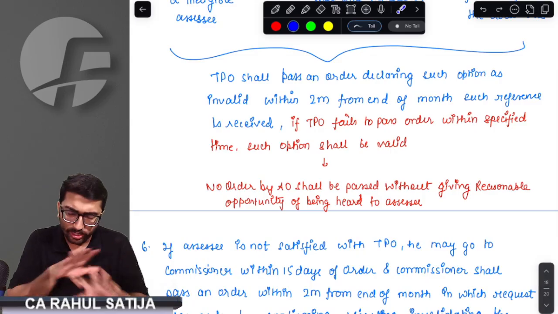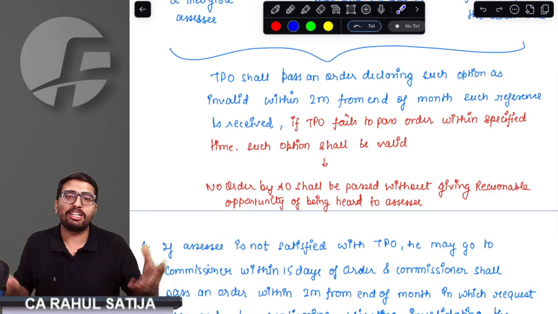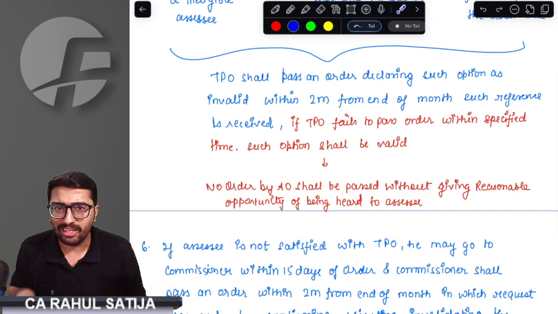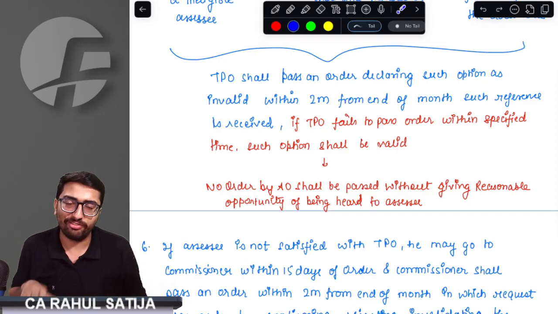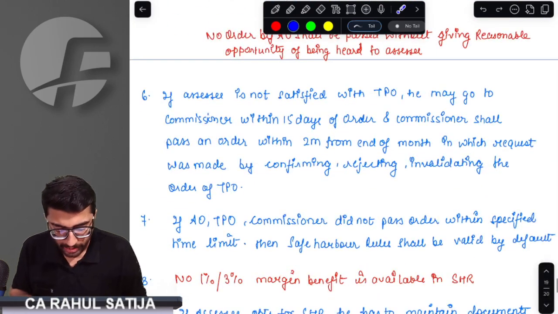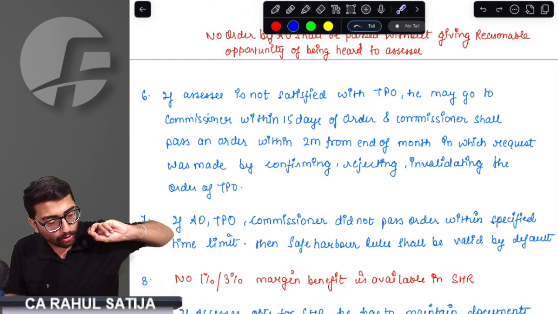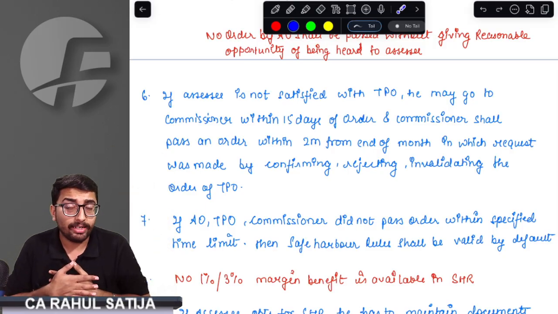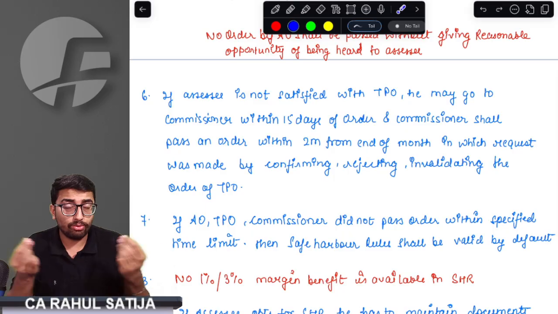Whatever judgment or output the TPO would be making, he has to give a reasonable opportunity of being heard to the assessee. Got it, sir? For example, the TPO says that safe harbor rules are not allowed, I am an invalid assessee, I cannot claim safe harbor rules. Do I have any option? Do I have any option to go somewhere?